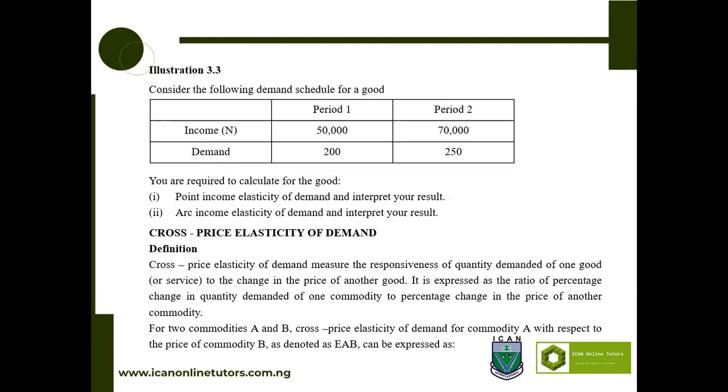Let's take a look at this illustration. Consider the following demand schedule for a good. We have period 1 and period 2, income, and we have the demand: 50,000, 70,000, demand 200 and 250. You are required to calculate for the good the point income elasticity of demand and interpret your results, and secondly, the arc income elasticity of demand and interpret your results. So let's display this.